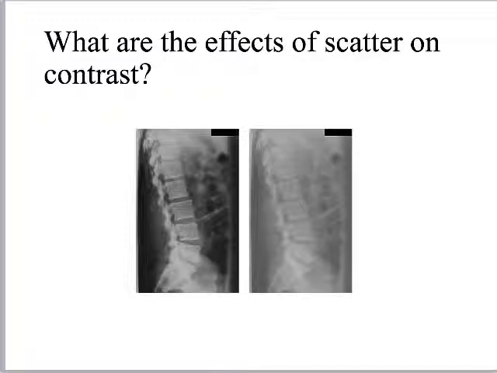Okay, well we've kind of danced around this point, so now let's talk about it directly. What are the effects of scatter on contrast? Well, we know it's not good, right? And scatter, when I'm talking about scatter, I'm talking about Compton effect, right? Those Compton interactions. As we increase KVP, what we've just established is that scatter increases as well. And if scatter increases as well, our contrast decreases. Contrast goes down.